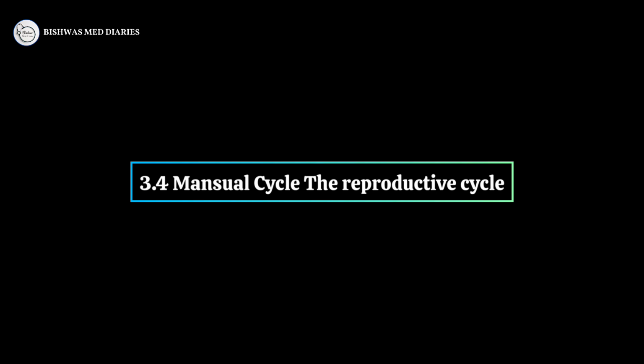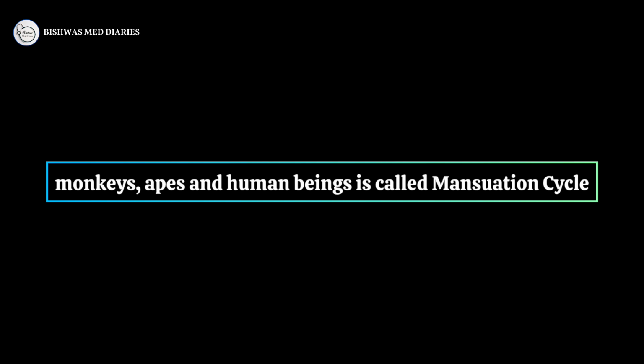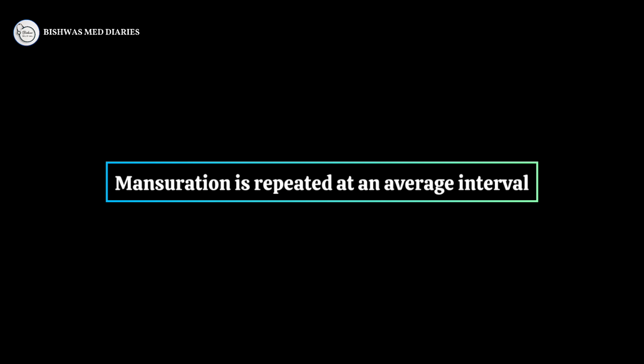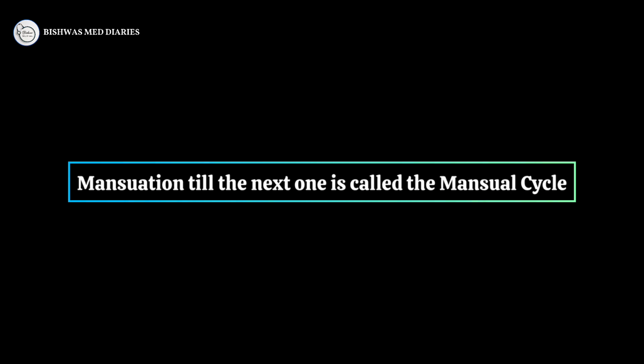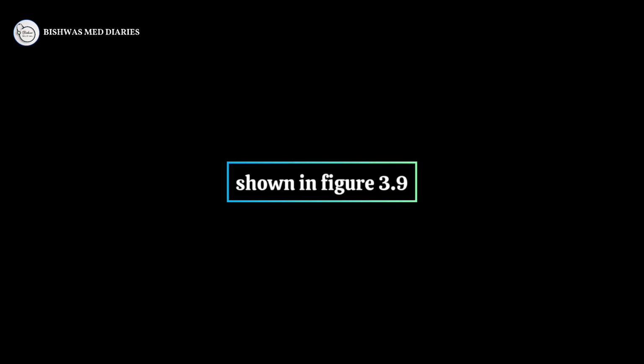3.4 Menstrual cycle. The reproductive cycle in the female primates, for example monkeys, apes and human beings, is called menstruation cycle. The first menstruation begins at puberty and is called menarche. In human females, menstruation is repeated at an average interval of about 28 to 29 days, and the cycle of events starting from one menstruation till the next one is called the menstrual cycle. One ovum is released during the middle of each menstrual cycle. The major events of the menstrual cycle are shown in figure 3.9.